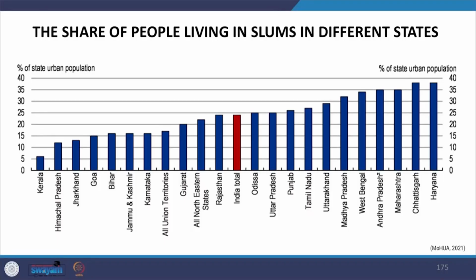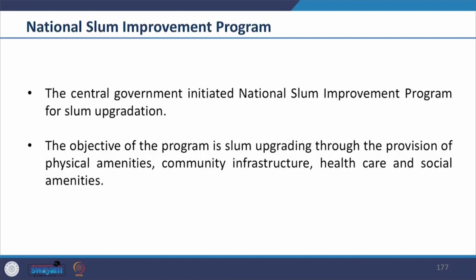There are also options of some slum clearance and rehousing. The graph shows us the share of people living in slums in different states of India. The central government initiated the National Slum Improvement Program for slum upgradation. The objective of the program was slum upgrading through provision of physical amenities, community infrastructure, healthcare and social amenities.